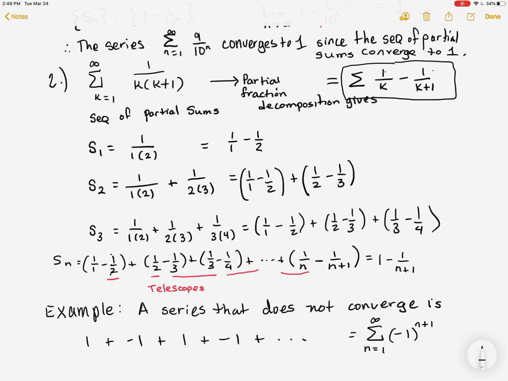So I now have a closed form for the nth partial sum. This will converge if it has a limit, and by golly it does. It converges to 1. So my conclusion is the same as before. The partial sums converge, so the series will converge.